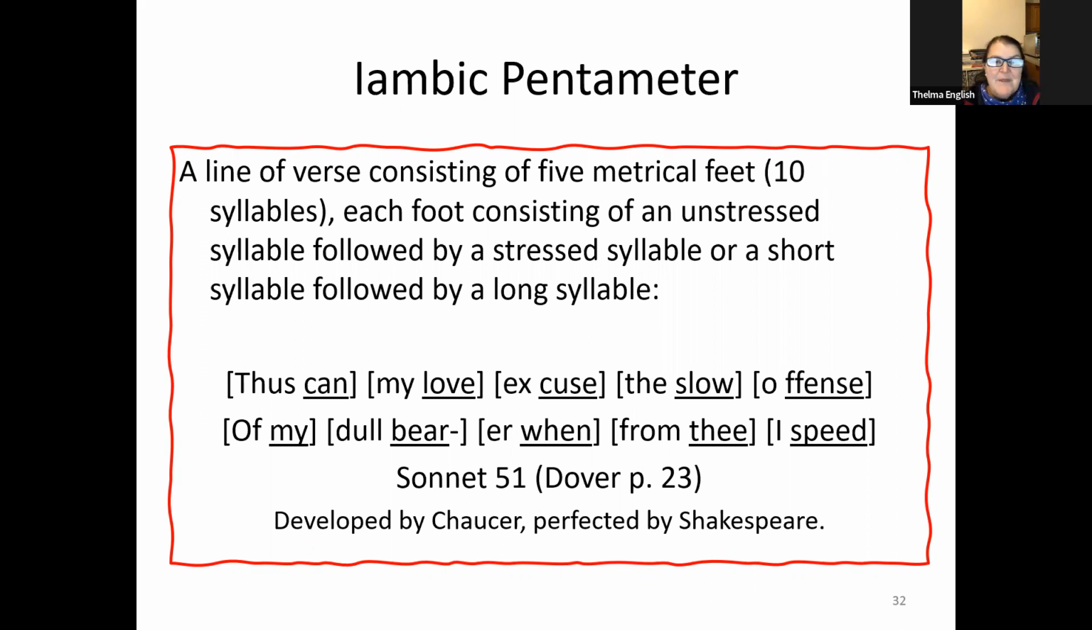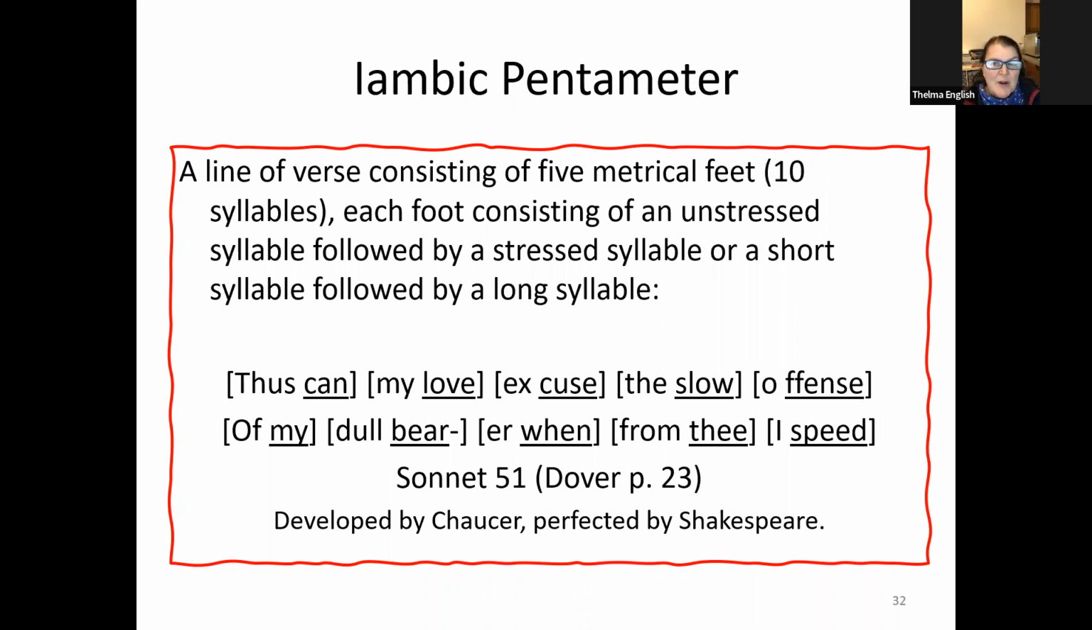Iambic pentameter, a line of verse consisting of 5 metrical feet. Each metrical foot has 2 syllables, each foot consisting of an unstressed syllable followed by a stressed syllable, or a short syllable followed by a long syllable. So stressed or long. "Thus can my love excuse the slow offense of my dull bearer when from thee I speed." And this is Sonnet 51.